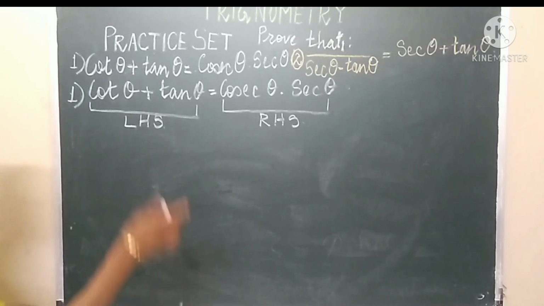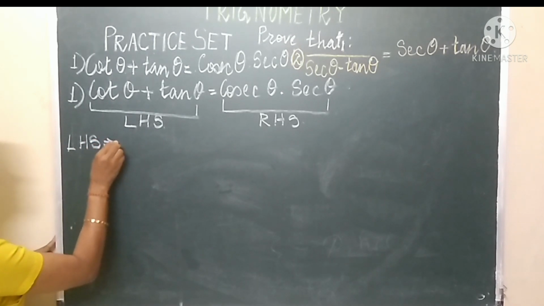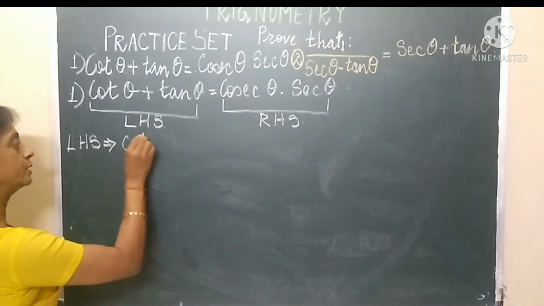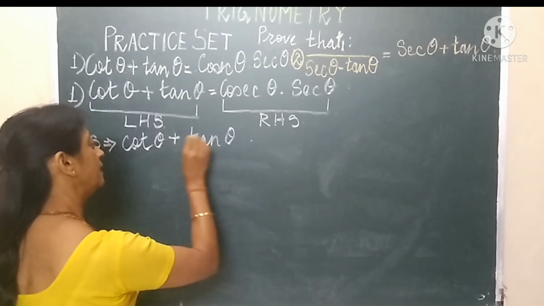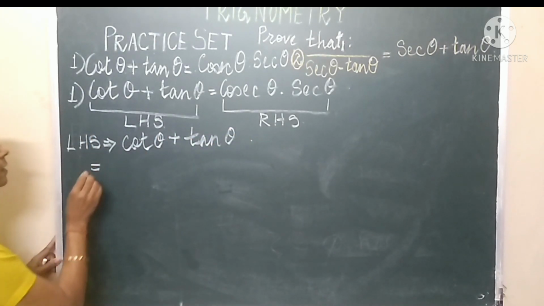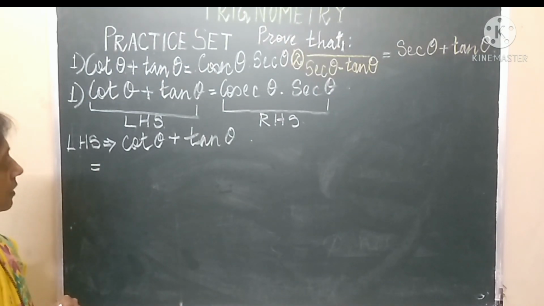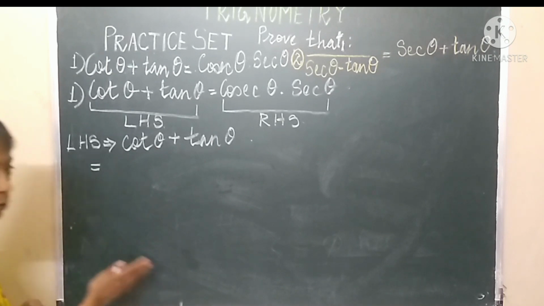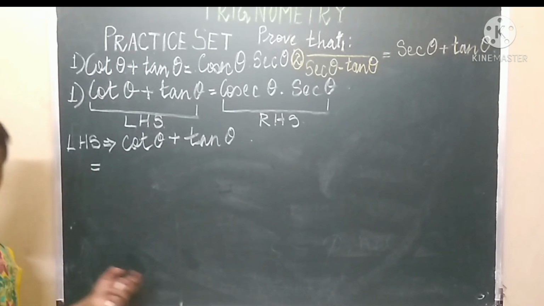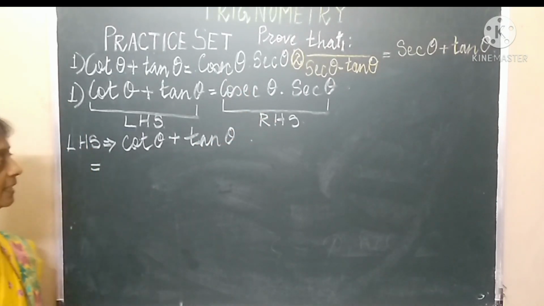So let's begin, children. Let's start with our left hand side. So let's pen it down first. It goes as cot theta plus tan theta. Let's use proper basic mathematical equations or functions or trigonometric identities so that we reach a step where in that simplified step we can say that the left hand side is equal to the right hand side.